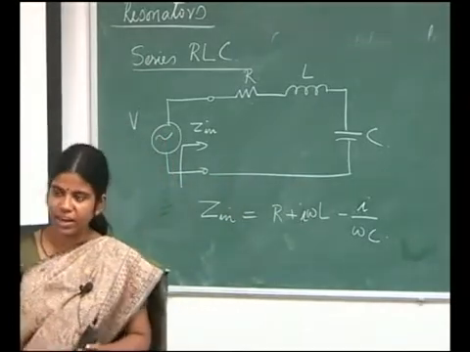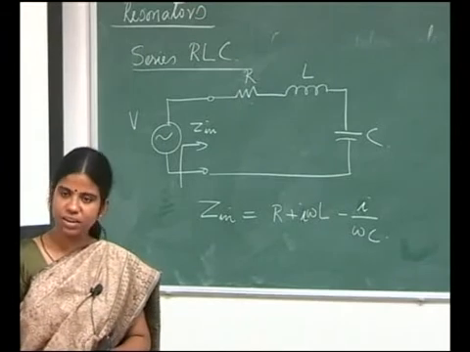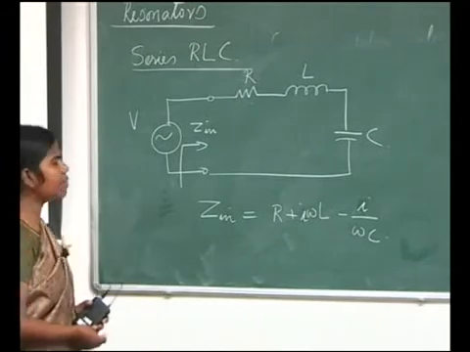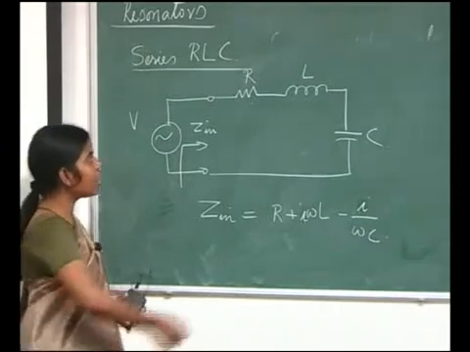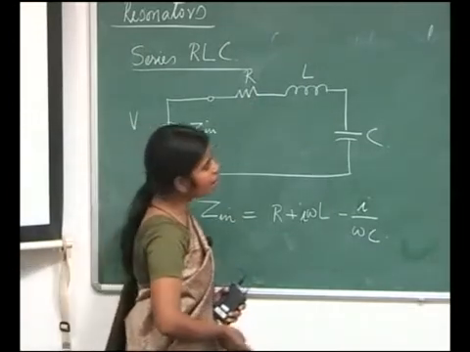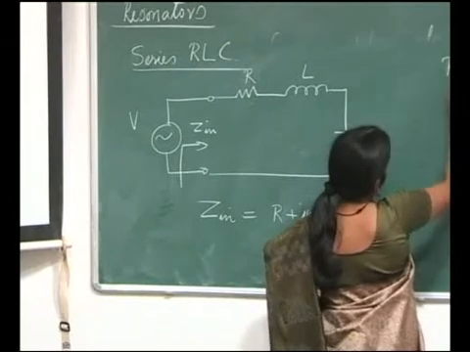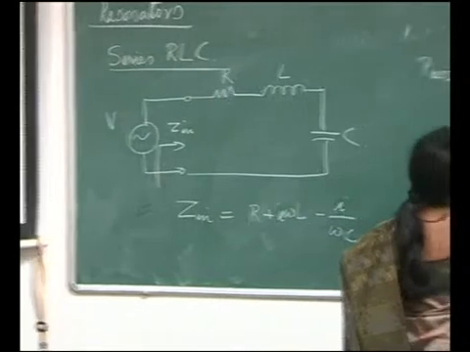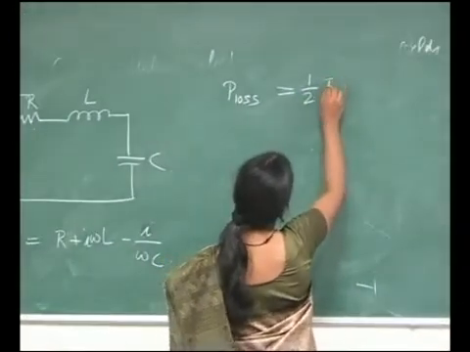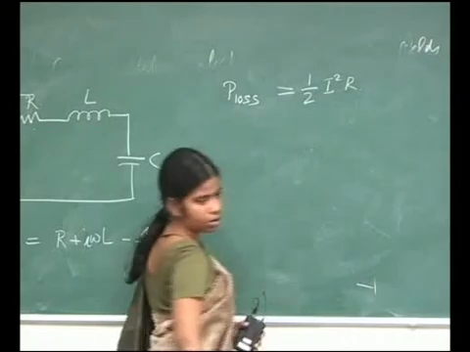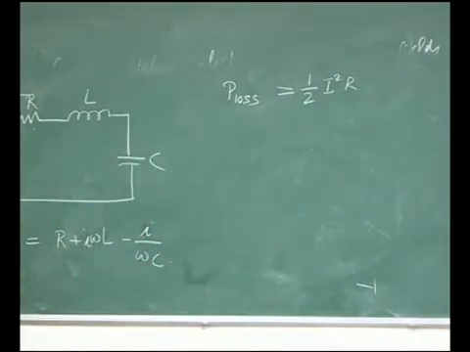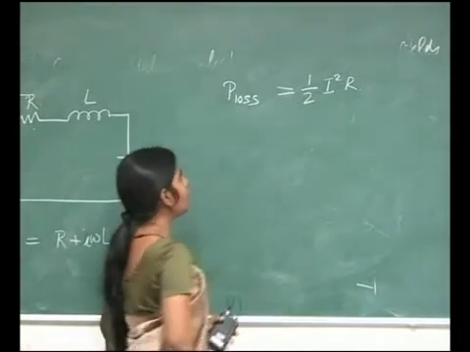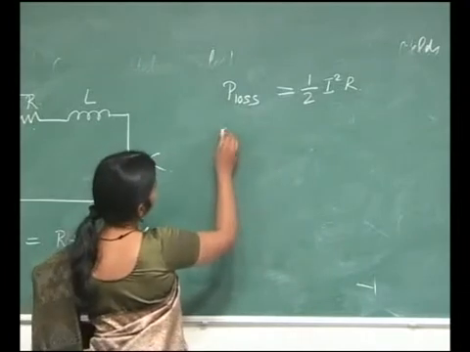L will store magnetic energy and C will store electrical energy. So they are storing devices, so they might not dissipate too much energy, but R would definitely dissipate energy, and that dissipation is P loss. This P loss should be equal to 1 by 2 I squared R. We are taking an average, we are averaging it out. So P loss is 1 by 2 I squared R.